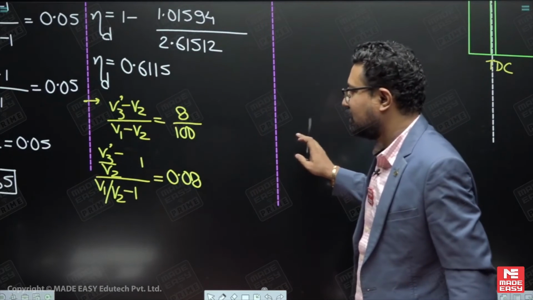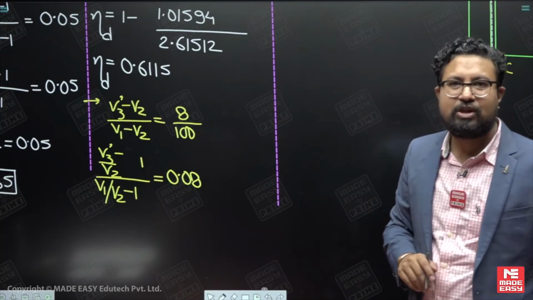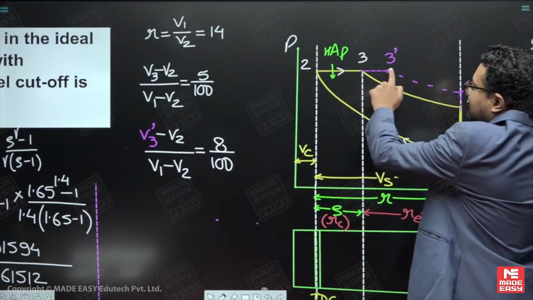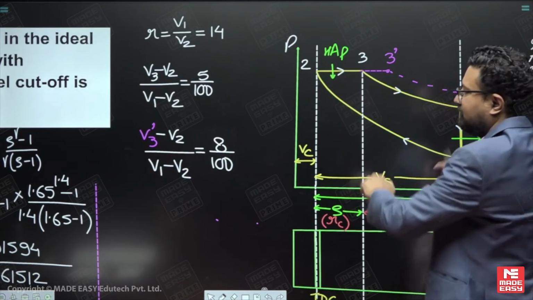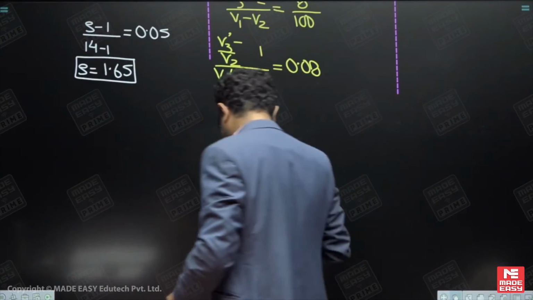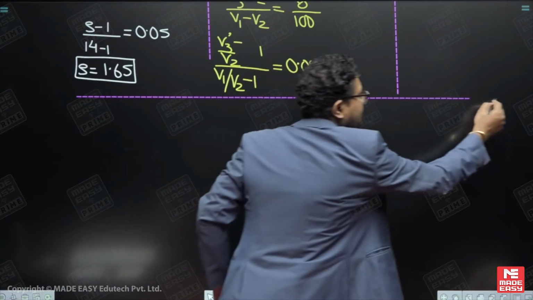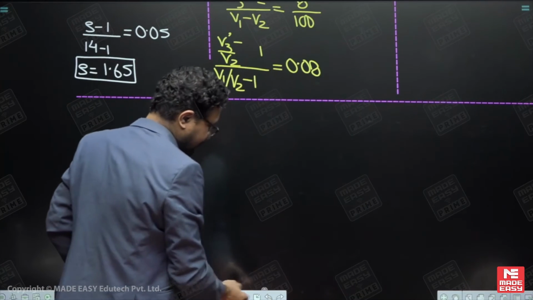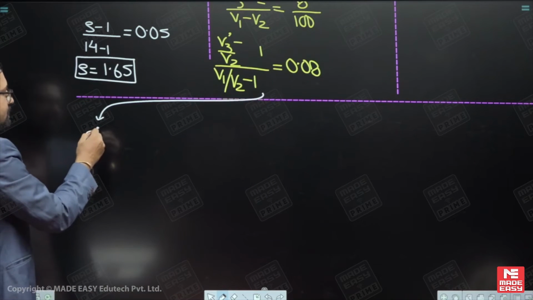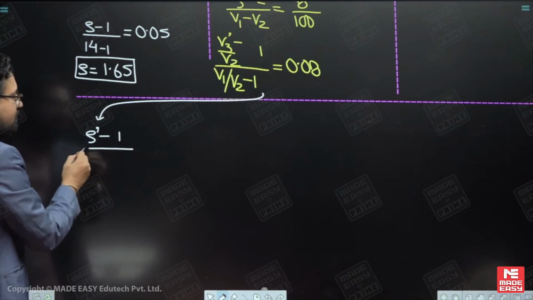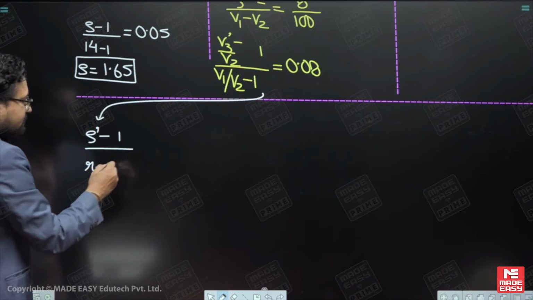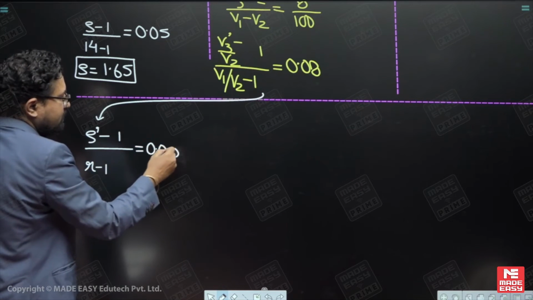So we have this V3 dash upon V2. It will be rho dash, a new cutoff ratio. So we will have this equal to rho dash. Let me write it here. This will come out to be rho dash minus 1 upon, we have this is V1 by V2, this is R minus 1, and this is 0.08.